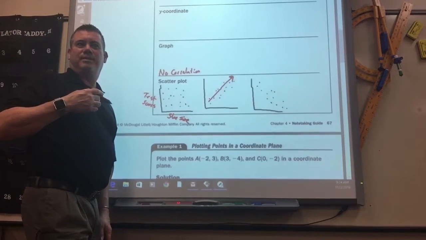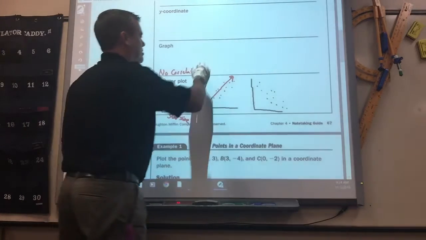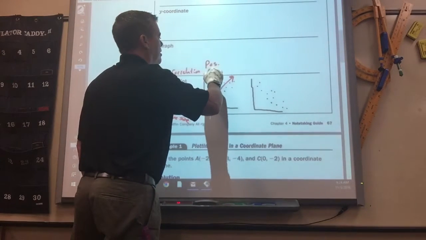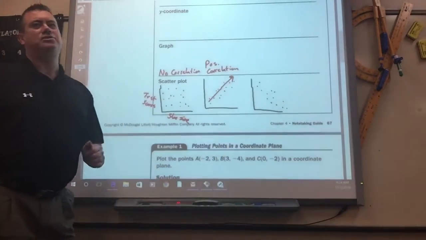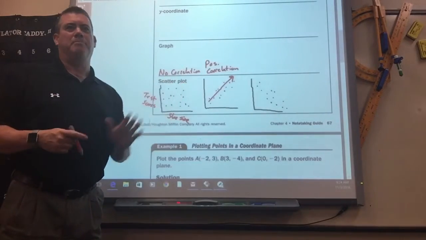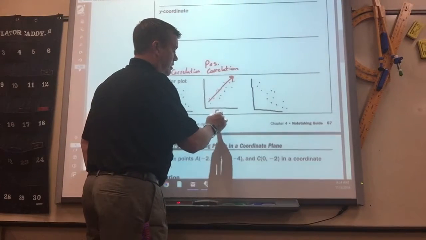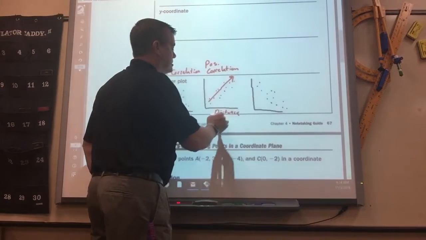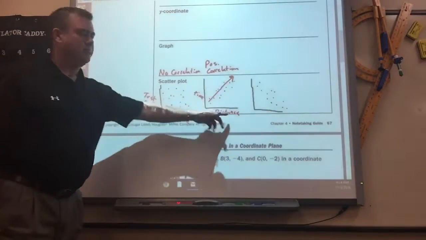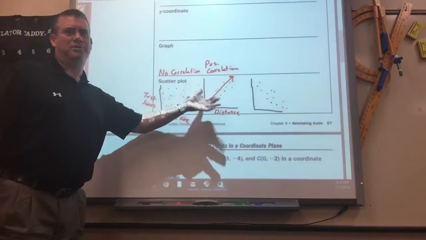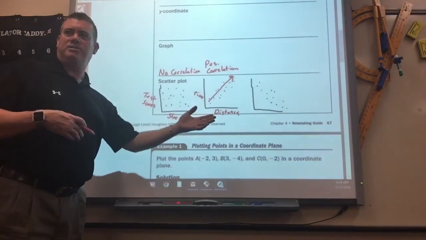Time and money. Yeah, but what's it called? What kind of correlation? Rising. Positive. So a positive correlation is as one thing goes up, the other thing goes up. So like distance and time, although usually they put time on the bottom. In a scatter plot it doesn't matter where you put them. So the further you go, the longer it takes you, right?